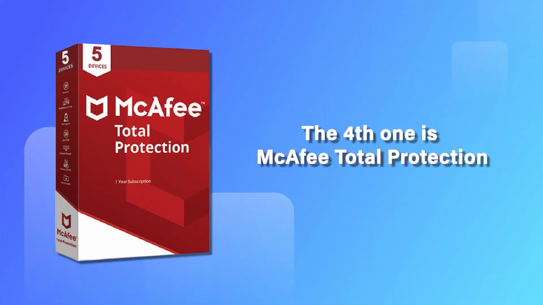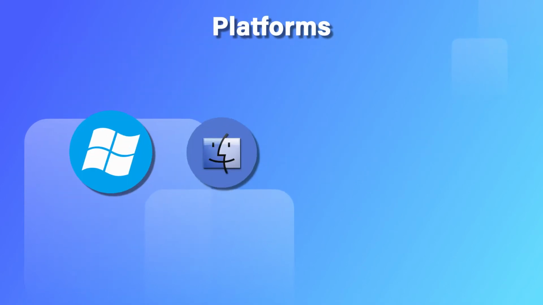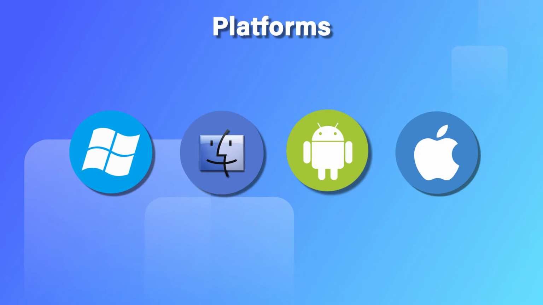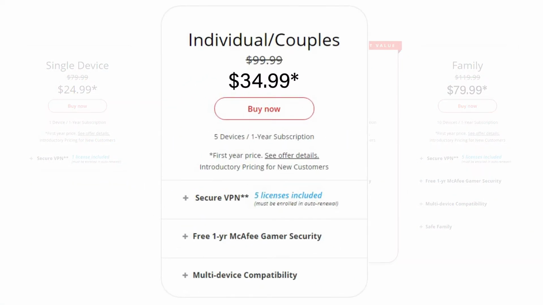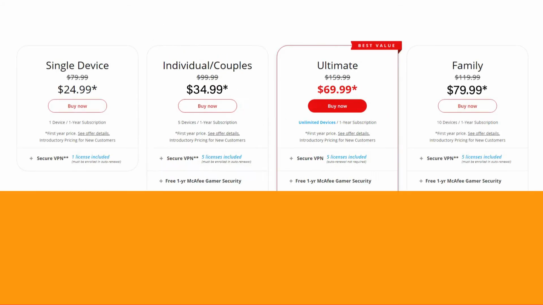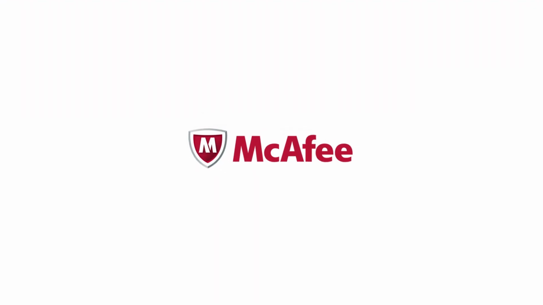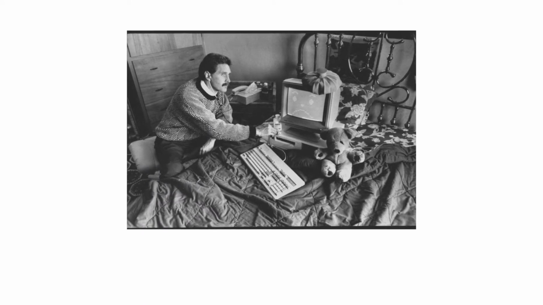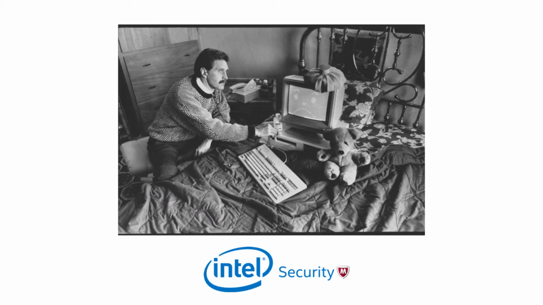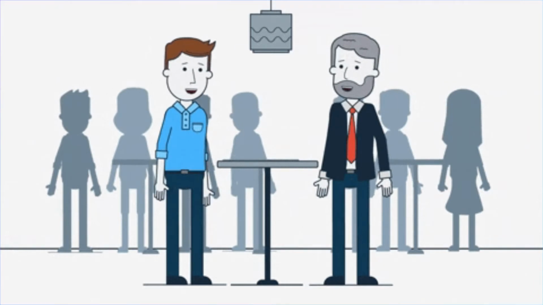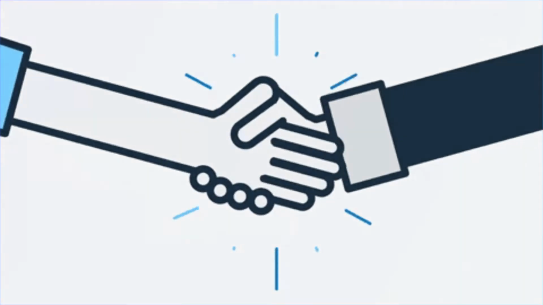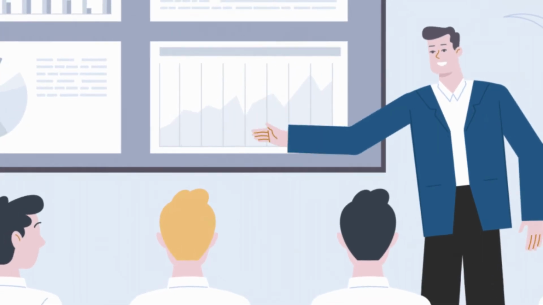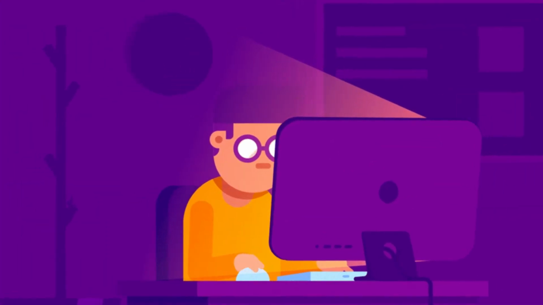The fourth one is McAfee Total Protection. Platforms: Windows 10 plus macOS, Android, iOS. Cost: $100 per year for 5 devices, on sale for $35. It feels like McAfee has been around forever, first on its own in the 80s, then as part of Intel starting in 2010, and then again on its own when Intel spun it off in 2017. And it's been around forever because quarter after quarter it creates solid, modern antivirus software that protects your PC.